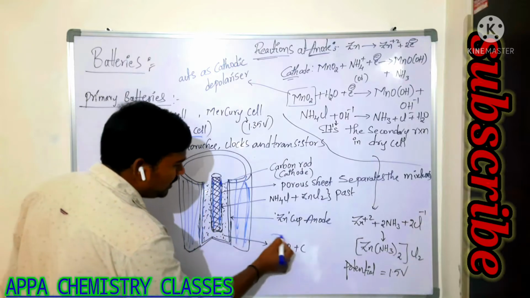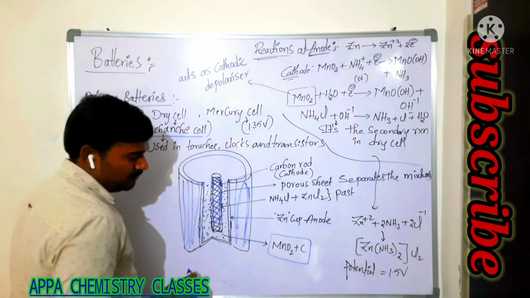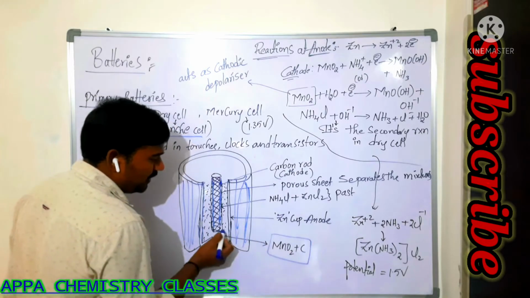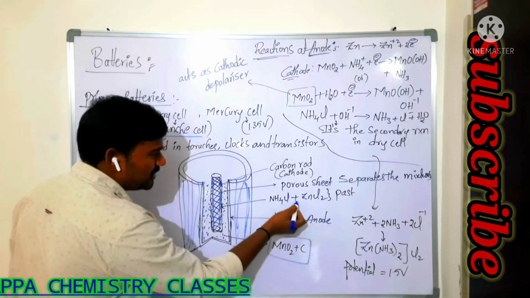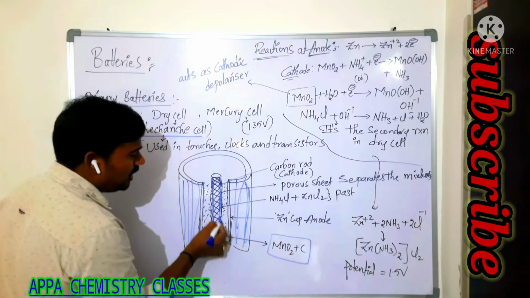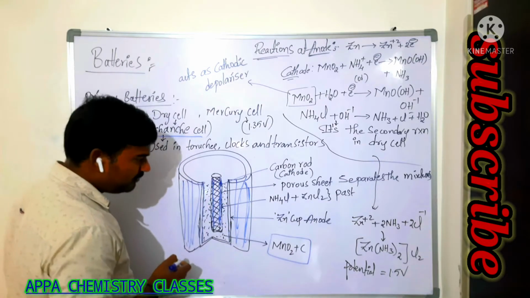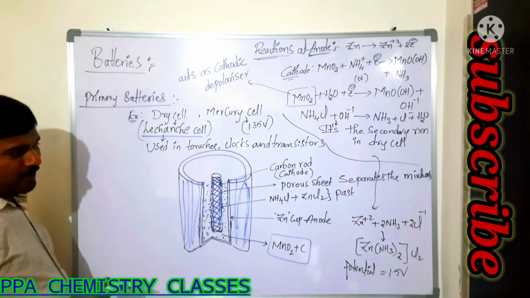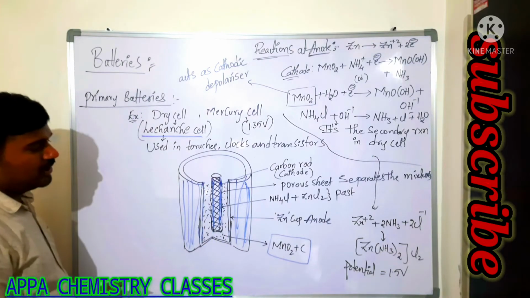A mixture of manganese dioxide and carbon will be there here. This manganese dioxide and graphite or carbon is separated from this paste by this porous part. Now that is the complete actual setup in the case of a primary battery, that is the dry cell.